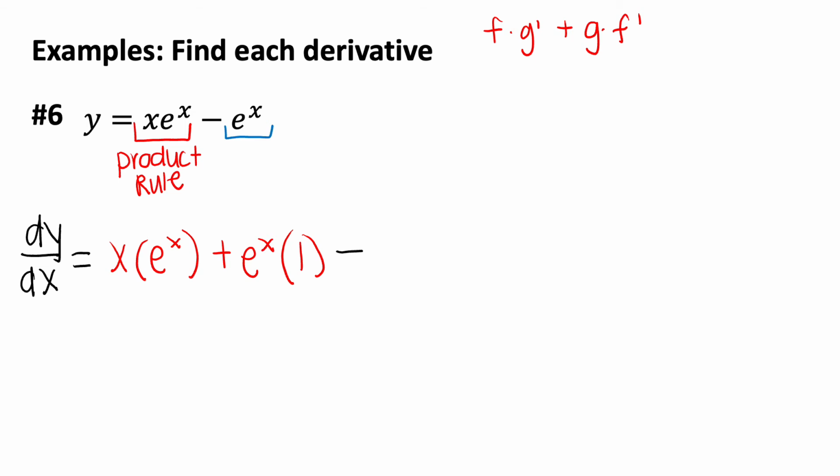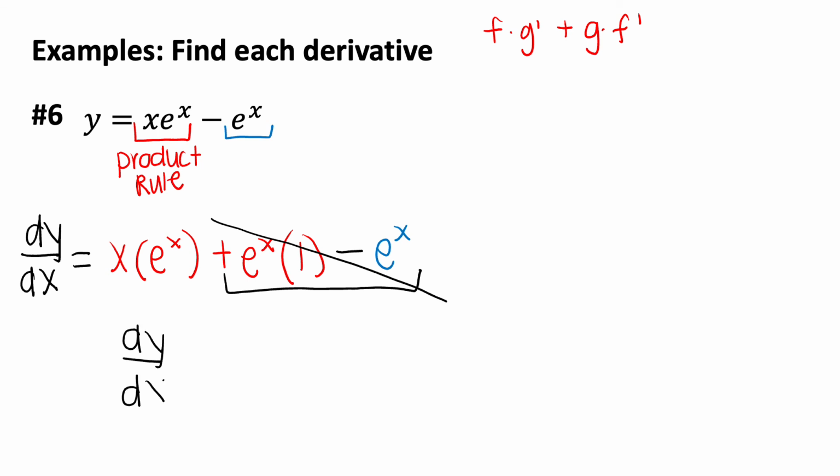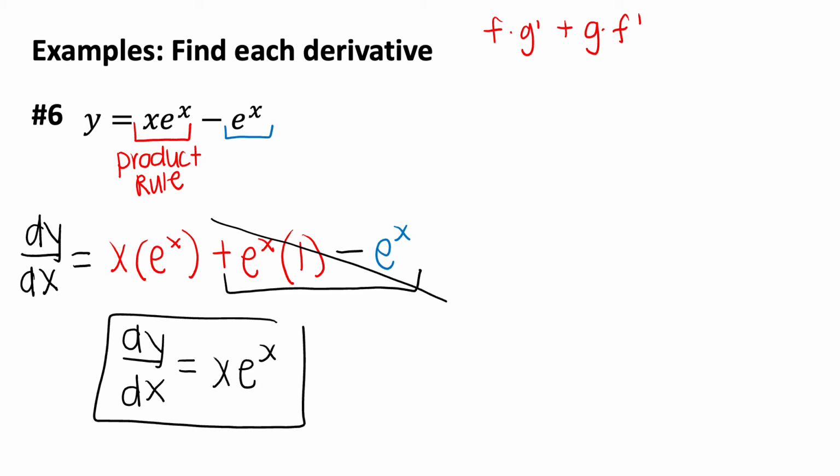Then we're going to subtract the derivative of e to the x, and the derivative of e to the x is just e to the x. So we have x times e to the x plus 1 times e to the x minus e to the x, and hopefully you're realizing that these two terms are actually going to cancel each other out. So we are left with our derivative, dy dx, is just x times e to the x.